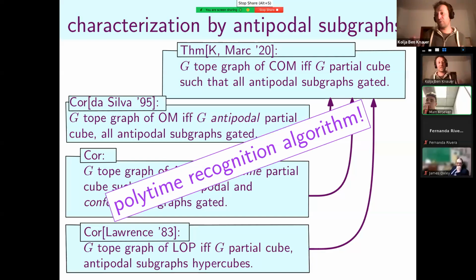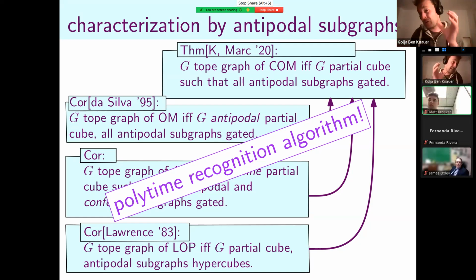The thing is that you don't have too many antipodal subgraphs in a graph, because they're all intervals. They're all the interval between one vertex and its antipode. So actually, if I'm really naive, I just go through all the pairs of vertices. I look at the interval between them, and then for all the vertices in there, I check if they have an antipode in the subgraph. And if yes, then I found an antipodal subgraph. So at most quadratically many of those.